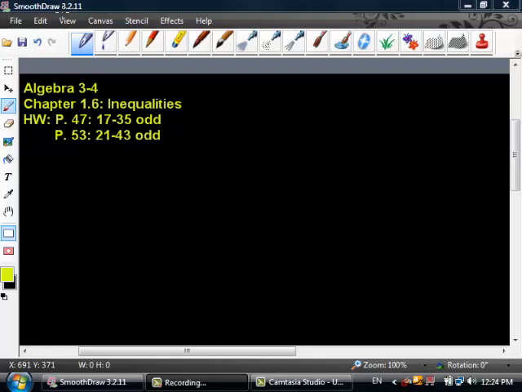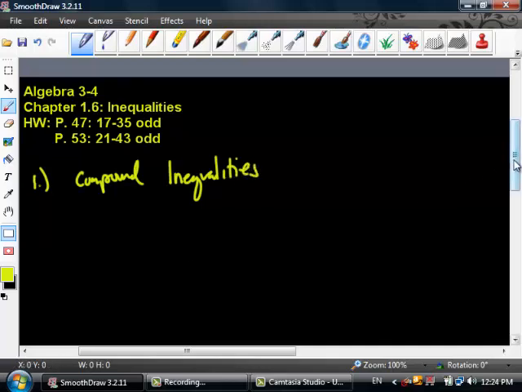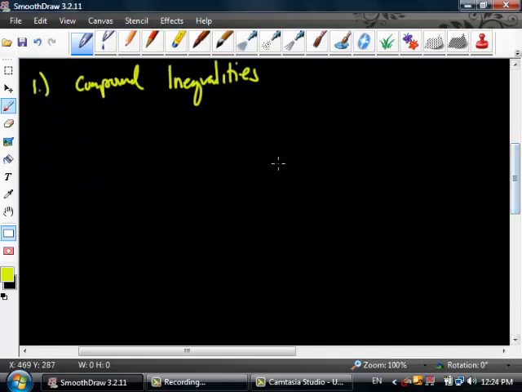Okay, we're doing absolute value inequalities, and so we are going to first start off with what we call compound inequalities. Now, a compound inequality has an inequality happening twice.